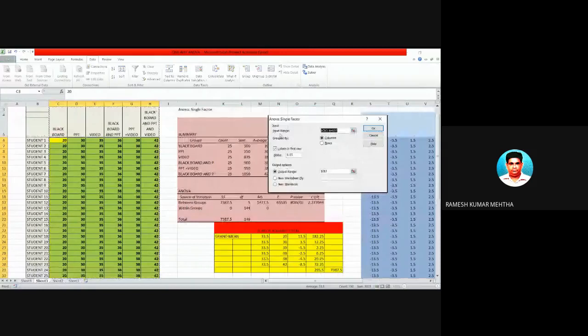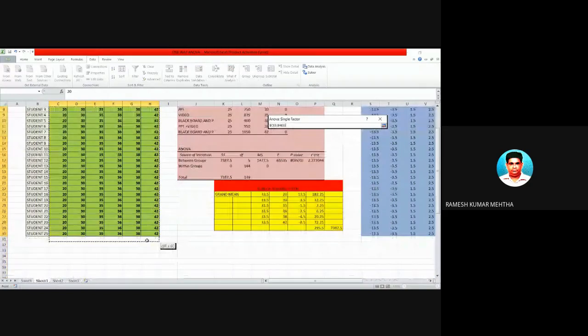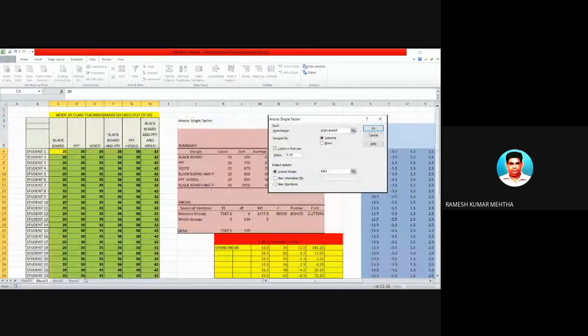First you will be asked for the input range. It means you have to give the input range on which ANOVA is going to be calculated. Look at this: I'm selecting from this point to this point and dragging downwards till the end. All the data is selected. Please remember, in this selected area, all the numerical values of marks are selected, and the different methods of teaching have also been selected.